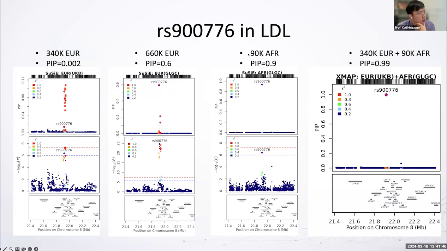But if we just use about 100,000 African samples, we can achieve a PIP of 0.9 with single population data. If we use XMAP to combine 300,000 European samples and 100,000 African samples, we can further improve this PIP to 0.99, so we are almost sure that this SNP is causal.